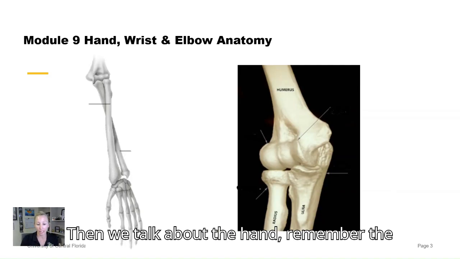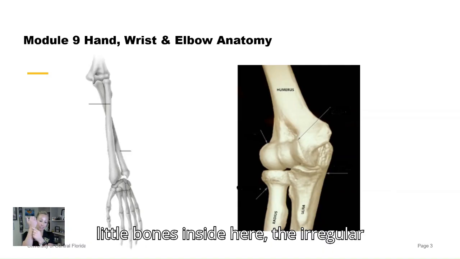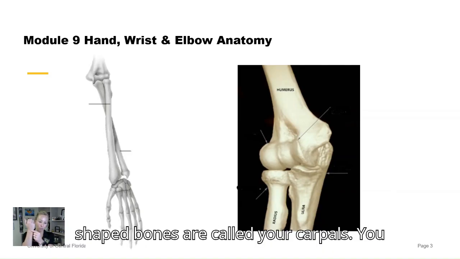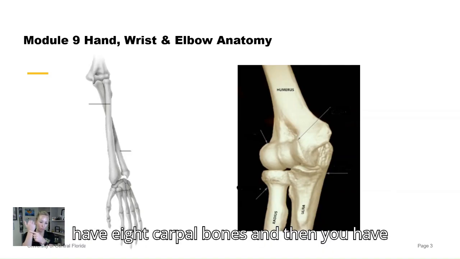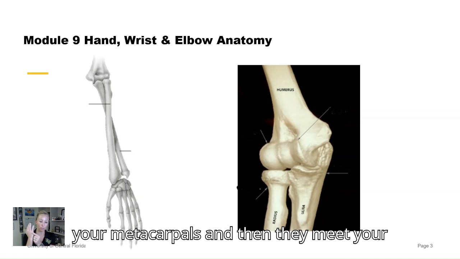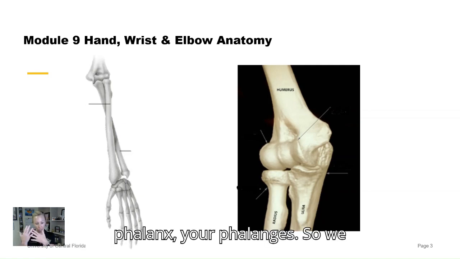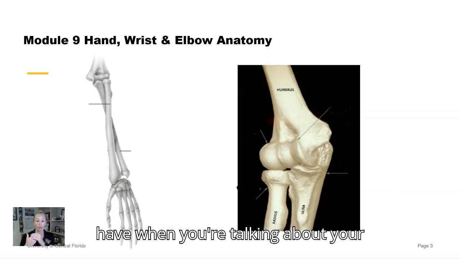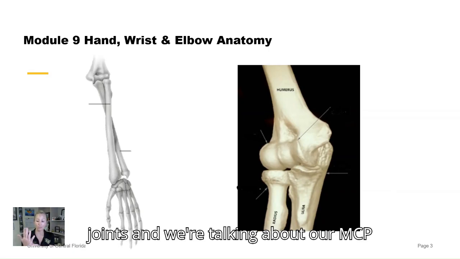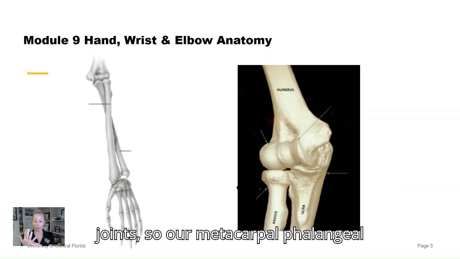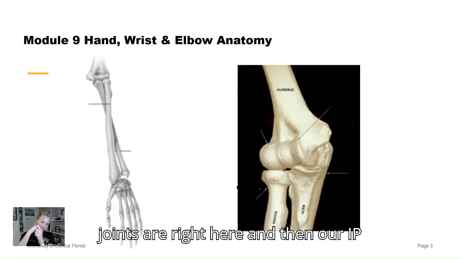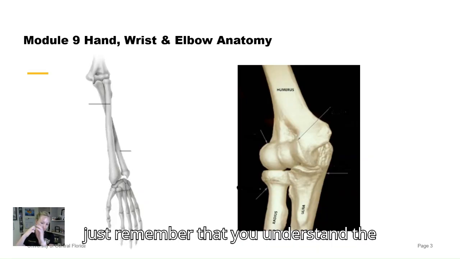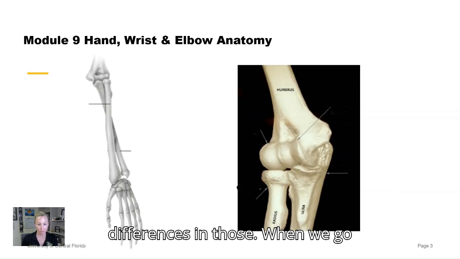And then when we talk about the hand, remember the little bones inside here, the irregular shaped bones, are called your carpals. You have 8 carpal bones, and then you have your metacarpals, and then they meet your phalanx, your phalanges. When you're talking about your joints, our MCP joints, our metacarpophalangeal joints, are right here, and then our IP joints are interphalangeal joints. So just remember that you understand the differences in those.